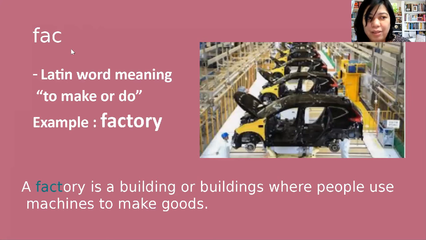Next, we have the Latin word fac, F-A-C. This Latin word means to make or do. An example of an English word is factory. A factory is a building or buildings where people use machines to make goods. See the root word? The meaning of the root word is to make.